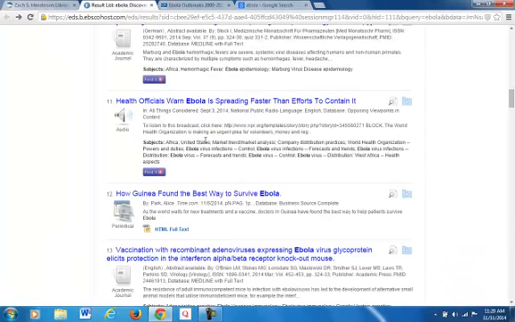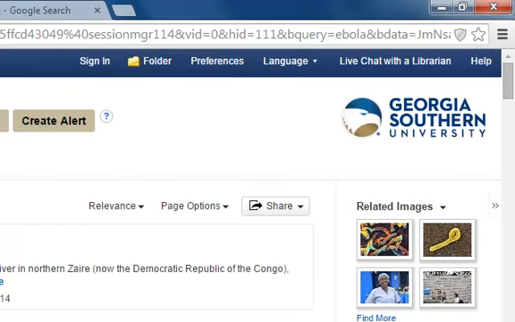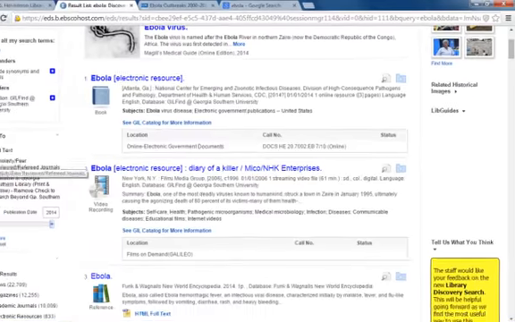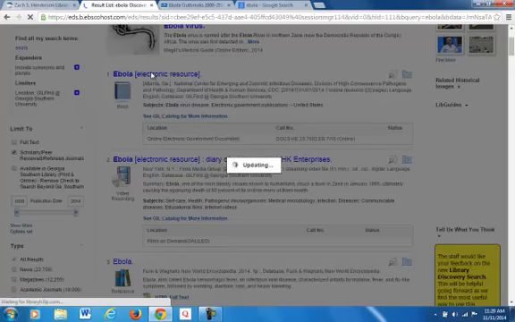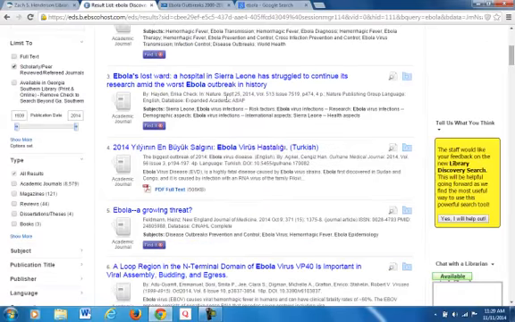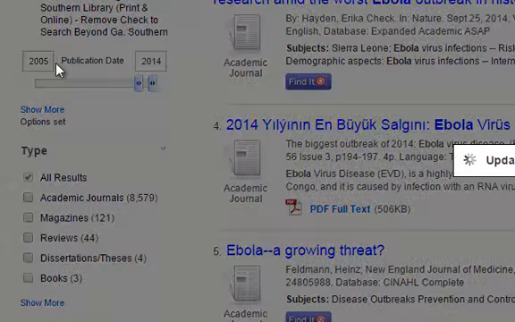Okay, what else do I want to look up? Okay, so now I'm back on Discover, and I'm going to change my option on the left side. I'm going to check off the scholarly and peer-reviewed sources, and I'm going to change the dates to just the last 4 years, so 2010 to 2014.